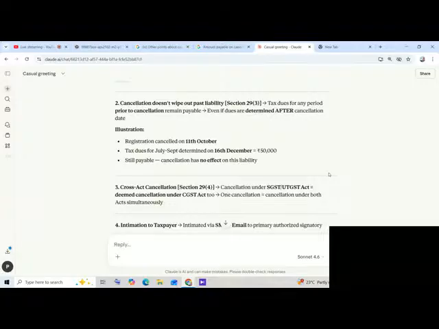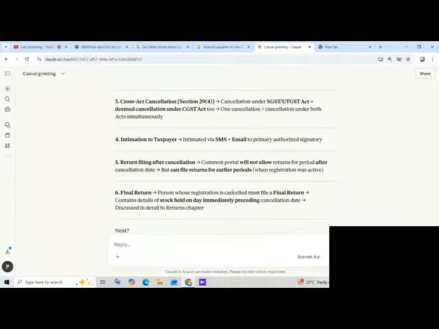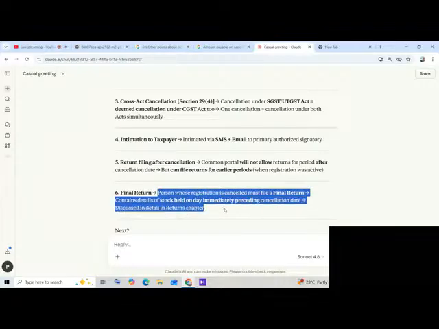Cross-act cancellation: cancellation under CGST/SGST Act, deemed cancellation under CGST Act too. One cancellation equals cancellation under both acts simultaneously. Intimation: taxpayer is intimated via SMS plus email to the primary authorized signatory. Fine. Final return: a person whose registration is cancelled must file a final return. It contains details of stock held on the day immediately preceding the cancellation date.